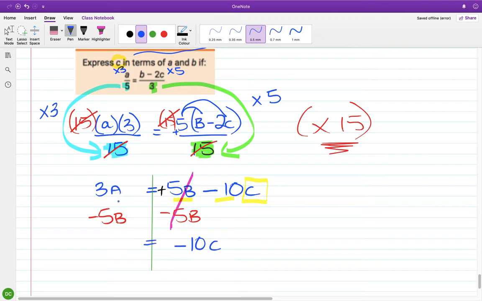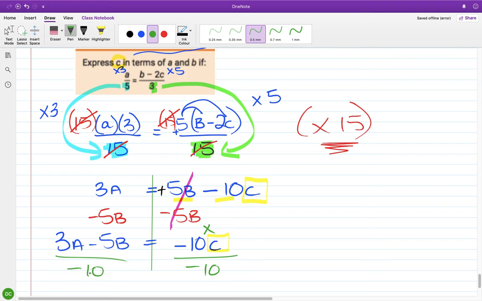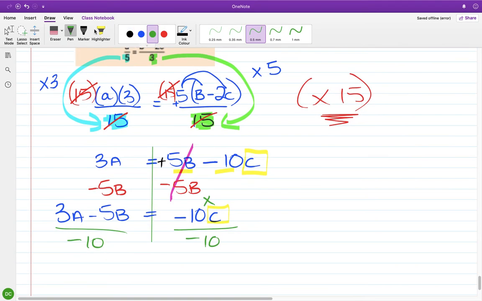And over here, these are from different families, the a family and the b family, so I can't add them or subtract them, so I just write them. So 3a minus 5b. I'm trying to get the c. At the moment, the c is being multiplied by a minus 10. So to undo that, I will divide by a minus 10. But if you divide by a minus 10 here, I'll have to divide by a minus 10 over here. So the minus 10 and the minus 10 will cancel. I'm left with the c. And over here, there's nothing you can do. None of them are in the same family, so you just write it down.